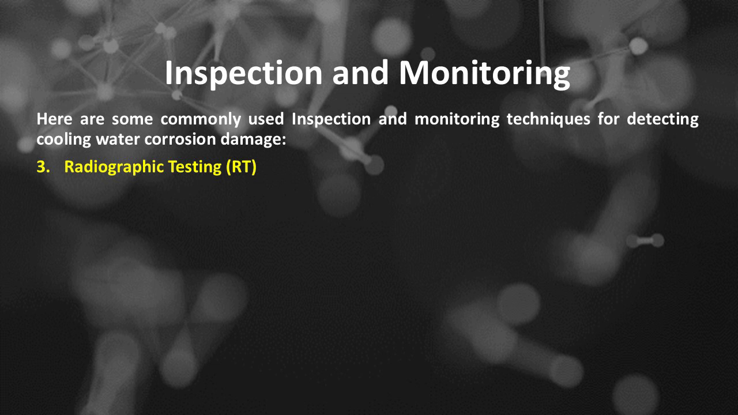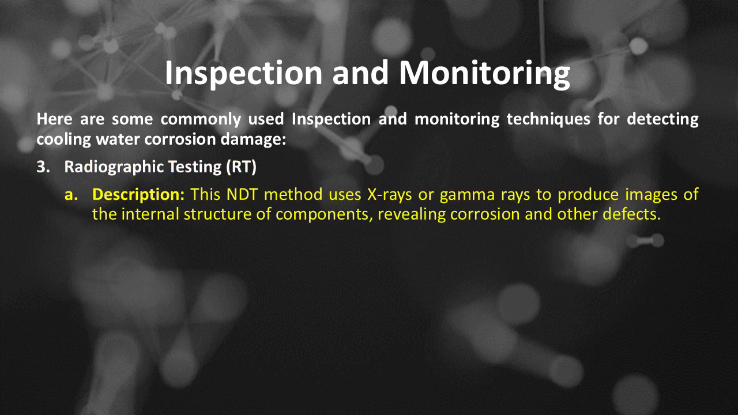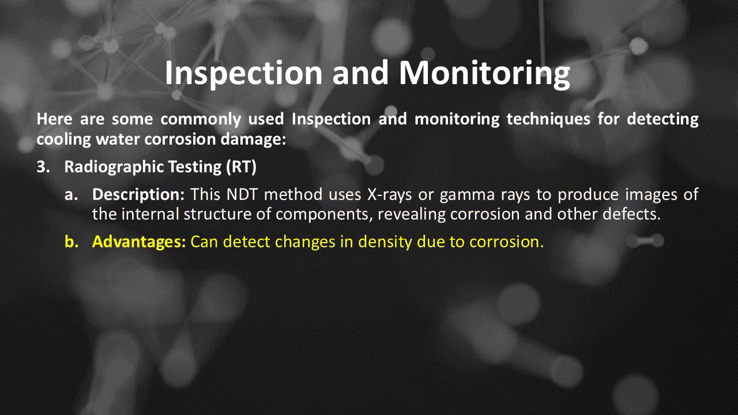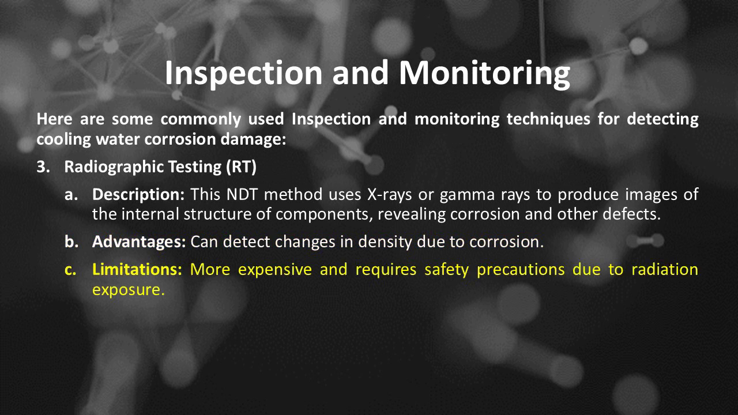Number 3 is radiographic testing, or RT. Radiographic testing description. This NDT method uses X-rays or gamma rays to produce images of the internal structure of components, revealing corrosion and other defects. Radiographic testing advantages: can detect changes in density due to corrosion. Radiographic testing limitations: more expensive and requires safety precautions due to radiation exposure.